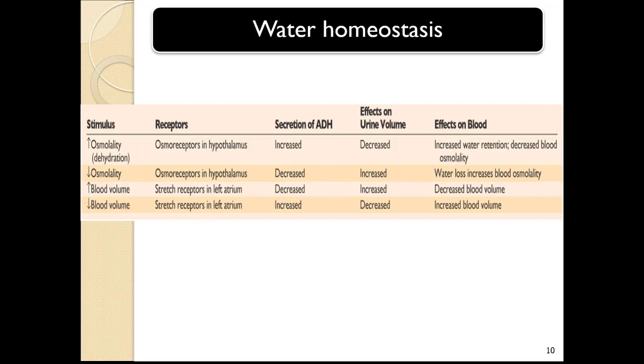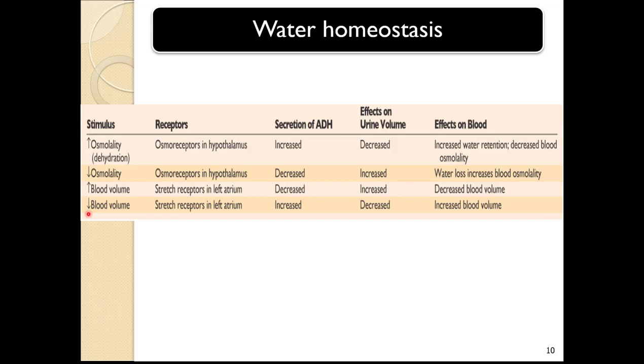Now, this can also be triggered by blood volume. In other words, the release of antidiuretic hormone can also be triggered by blood volume, not just osmolality. If you have a large amount of blood volume, there are stretch receptors in your heart that will get stretched out. So imagine your blood volume is increased. This is then going to cause a decrease in the secretion of antidiuretic hormone, and that's going to increase your urine volume. And just the opposite is true as well.